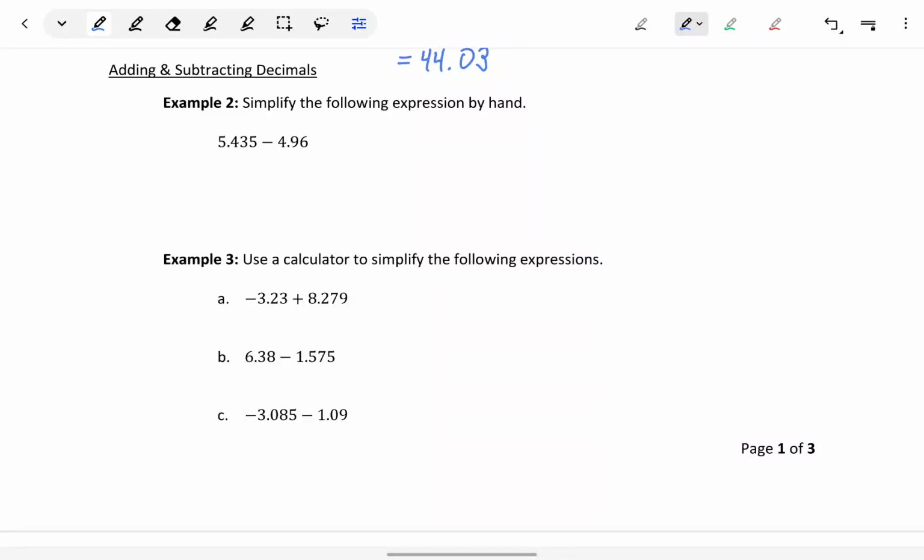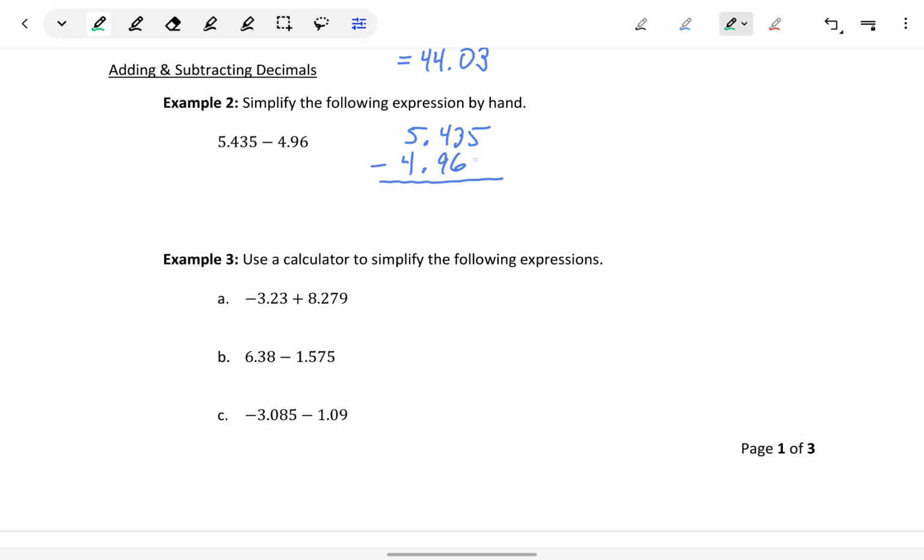In order to add and subtract decimal numbers, what we do is stack the two numbers on top of each other, lined up by the decimal places. So we would write out 5.435, and then our second number, 4.96, would be written so that those two decimal places are just stacked vertically above each other. And then we'll subtract those two values.